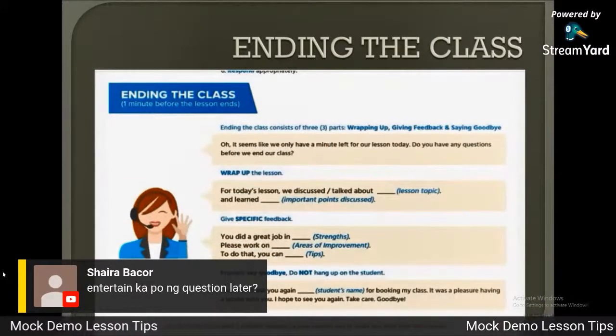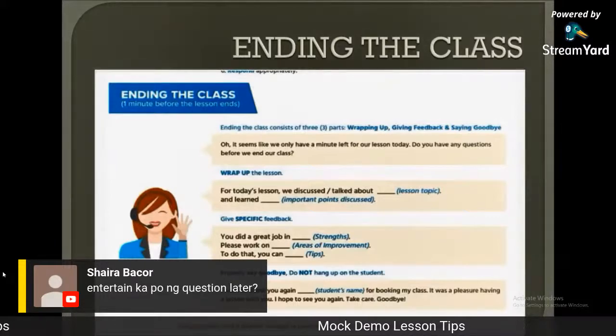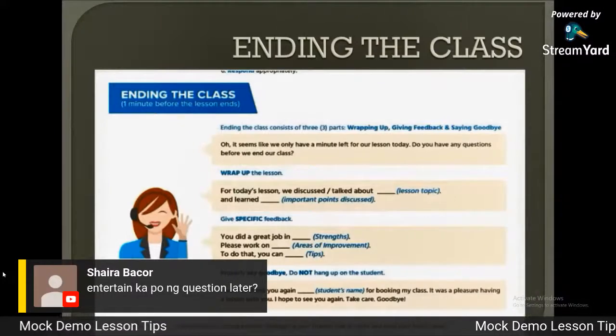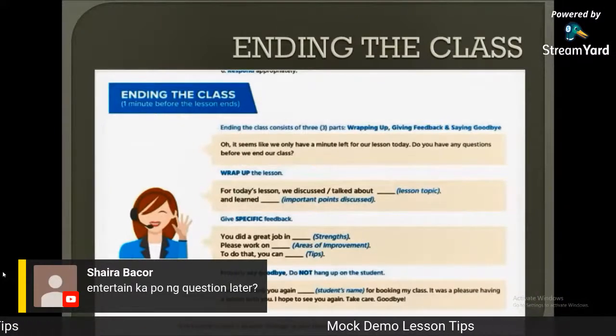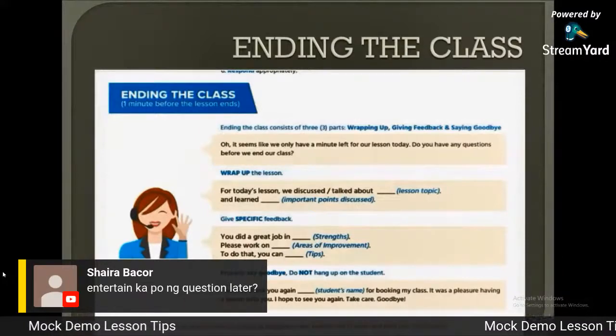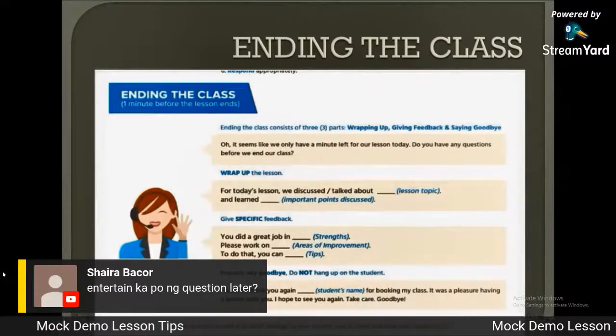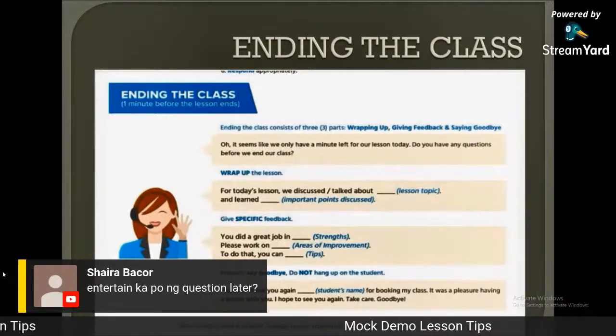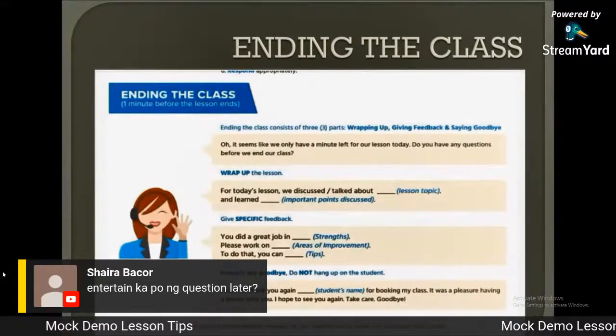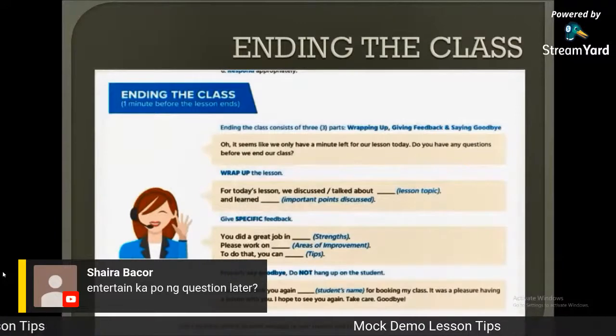This is ending the class. You will be given a minute to wrap up everything before the lesson ends. Ending the class consists of 3 parts. Number 1 is wrapping up, number 2 is giving feedback, and number 3 is saying goodbye. For me, again, the spiel and the script can be shortened or rephrased as long as the thought is there. I will give you my best practices, and this is my script.